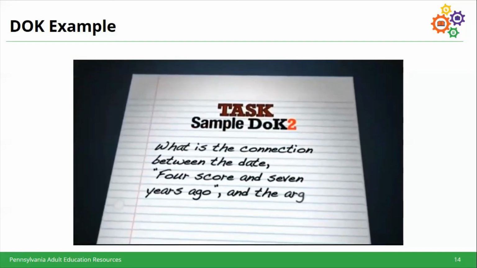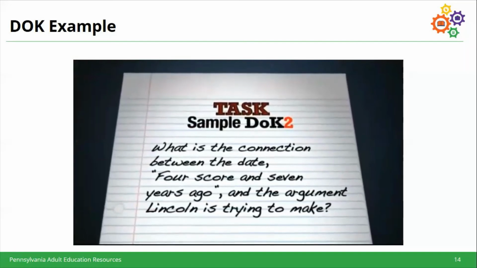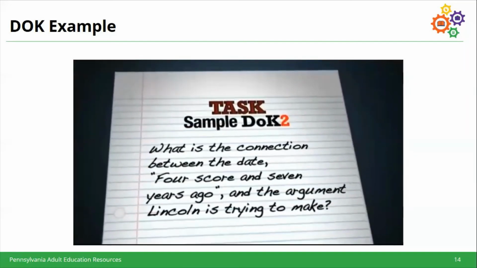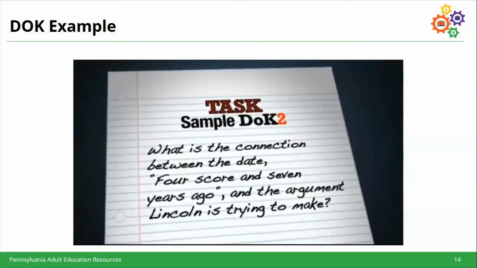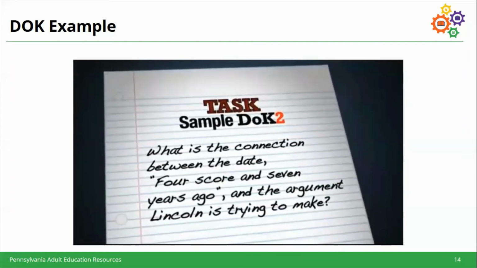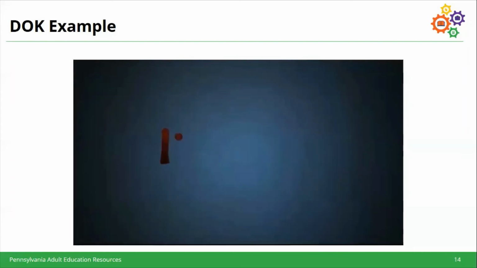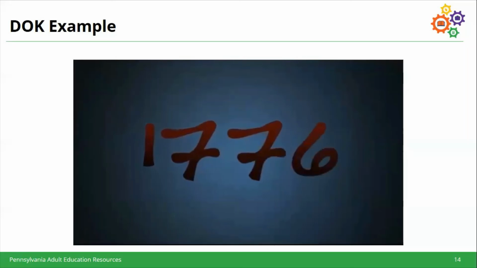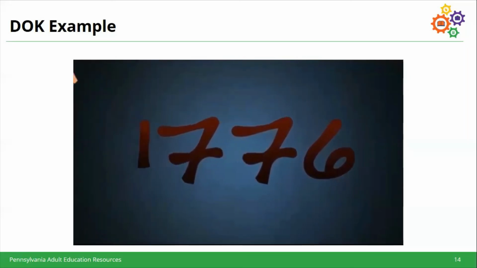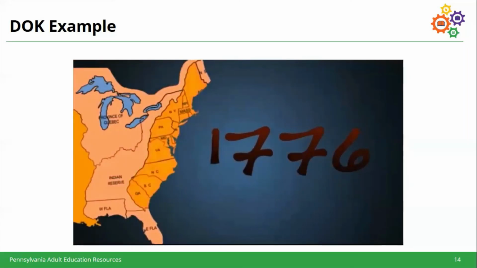A DOK 2 question that builds off the previous task is, what is the connection between the date 77 years ago and the argument Lincoln is trying to make? This question is a DOK 2 because it asks students to identify the central idea and explain a relationship. The task asks students to determine the significance of the date mentioned. Then, they must explain how this relates to Lincoln's main argument for preserving a nation formed on principles of freedom and equality.